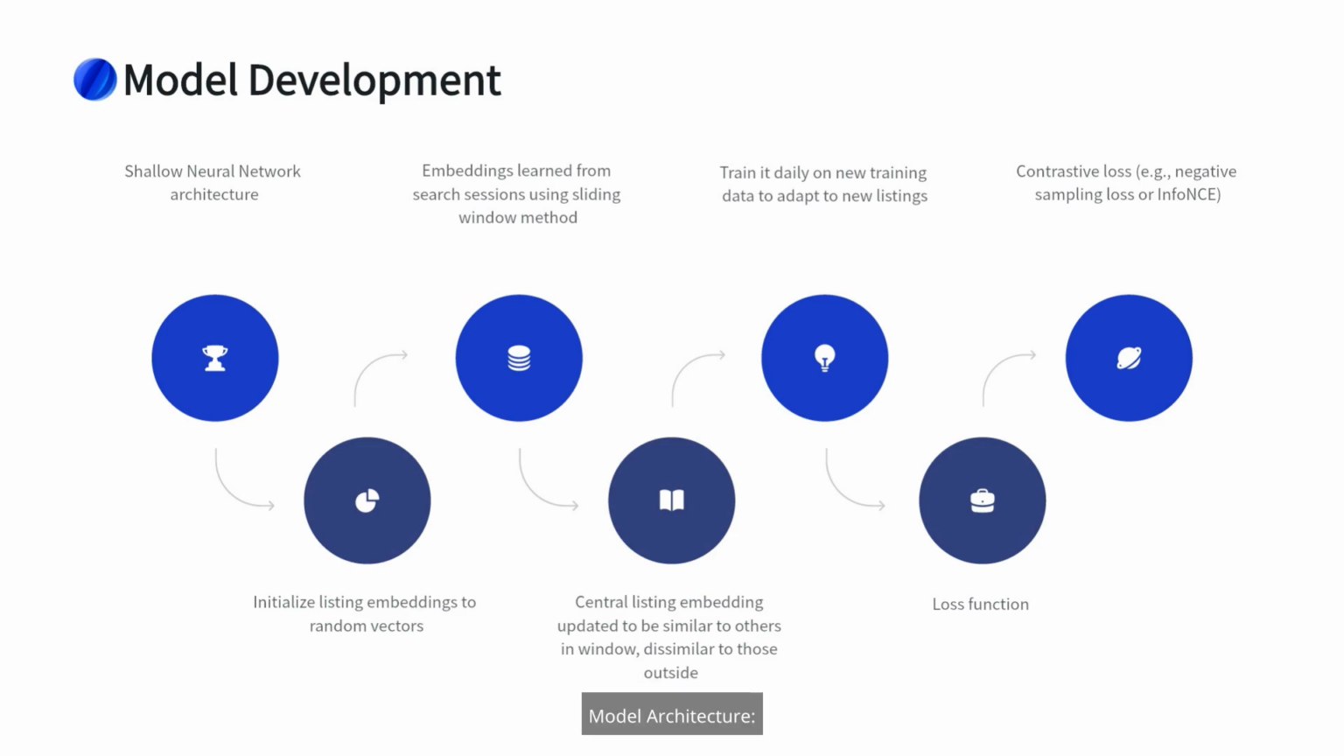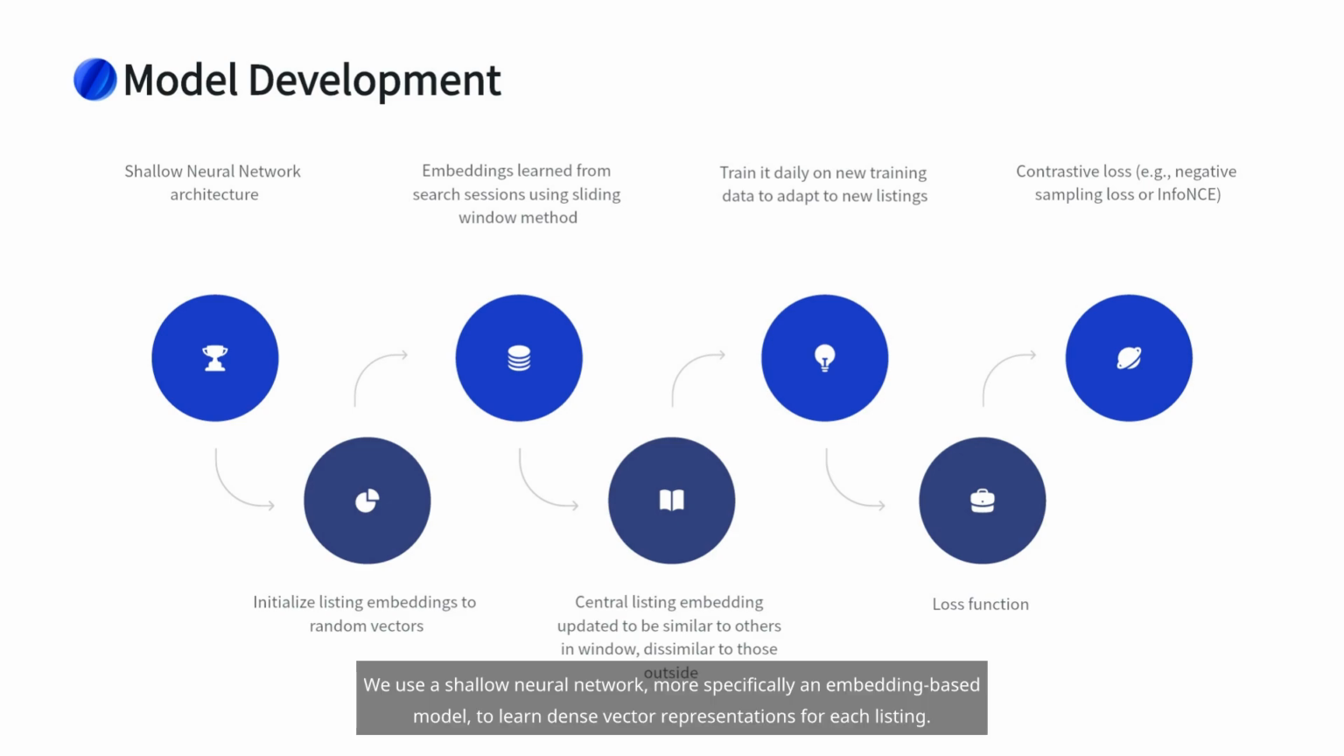Model architecture. We use a shallow neural network, more specifically an embedding-based model, to learn dense vector representations for each listing. Each listing is mapped to an embedding vector of fixed dimension, say 64 or 128. There are no deep hidden layers. Instead, training focuses on adjusting these embeddings directly to reflect co-viewing similarity.